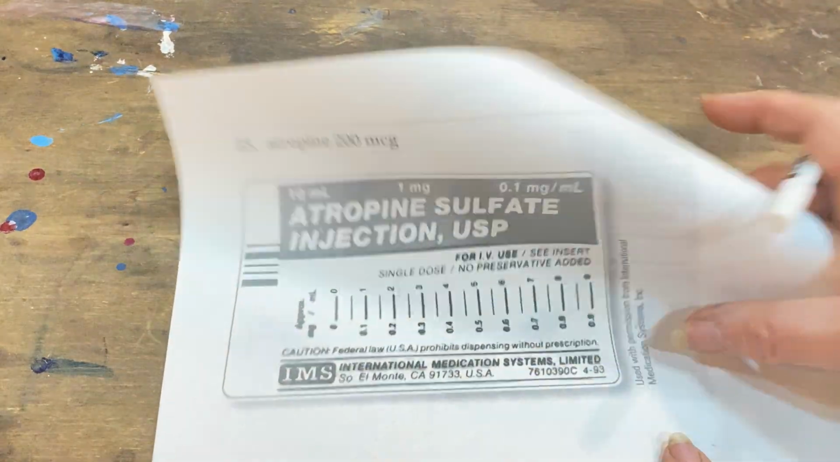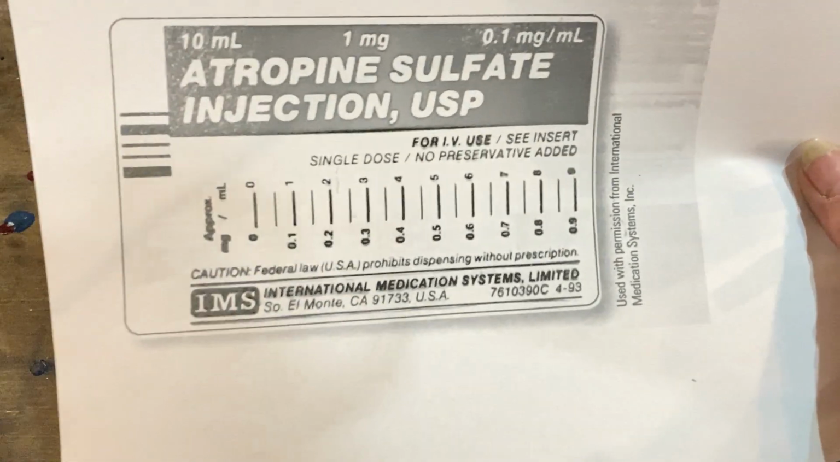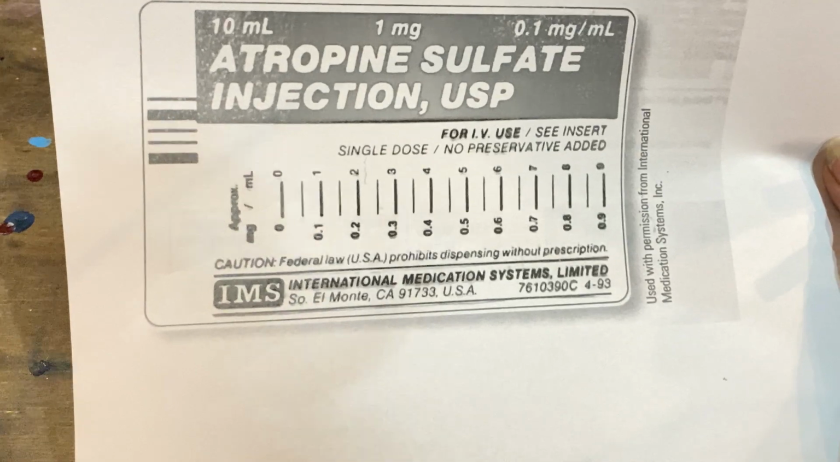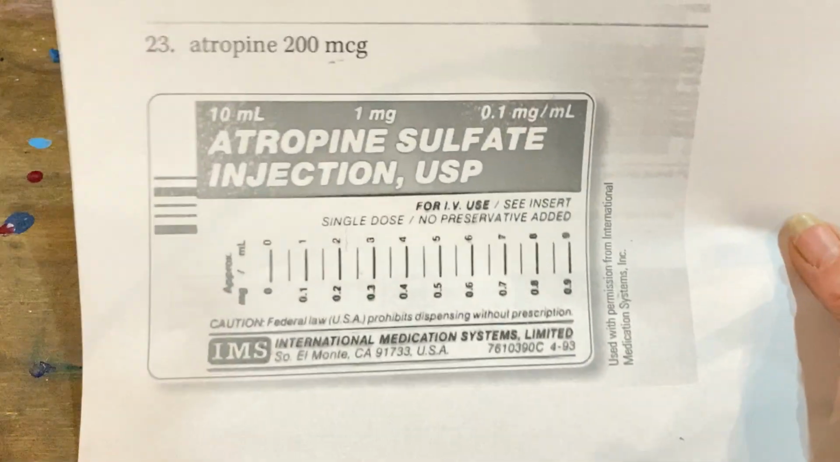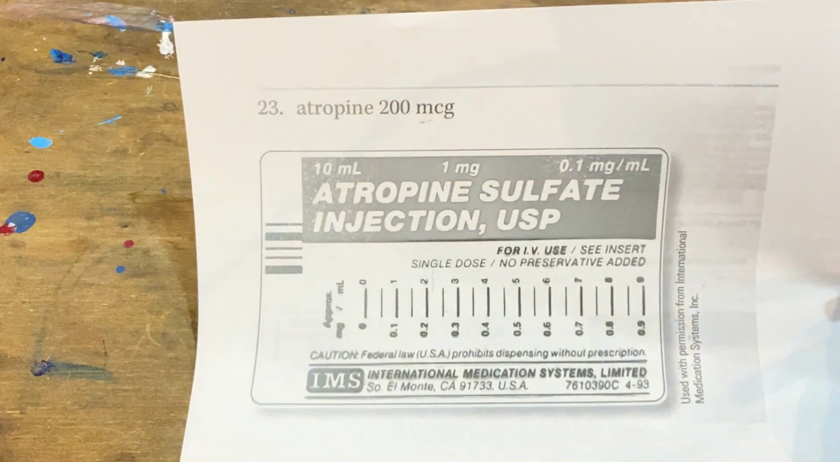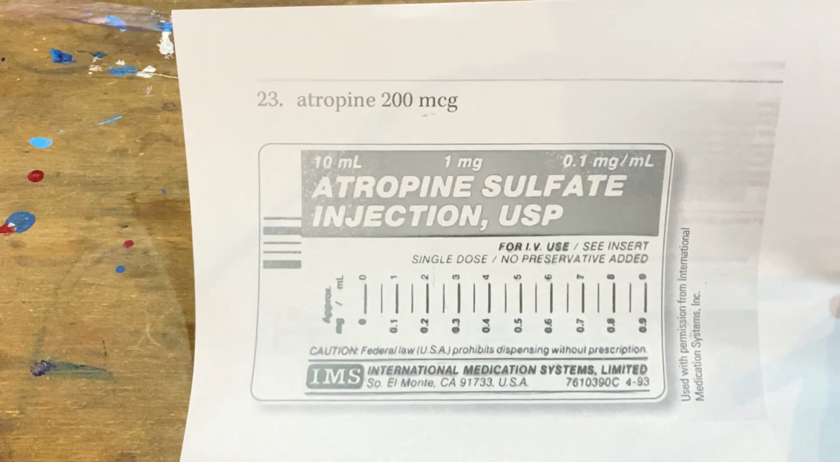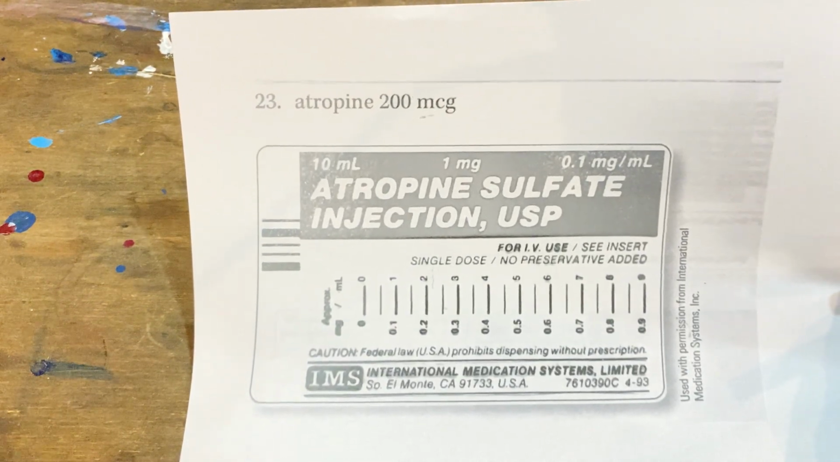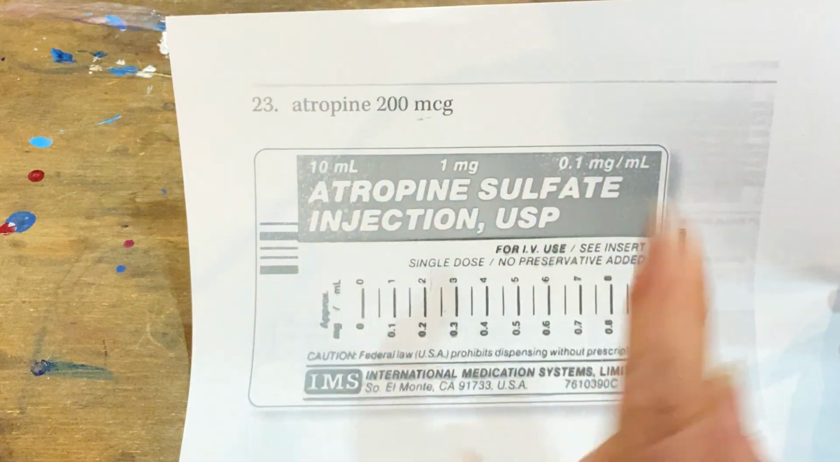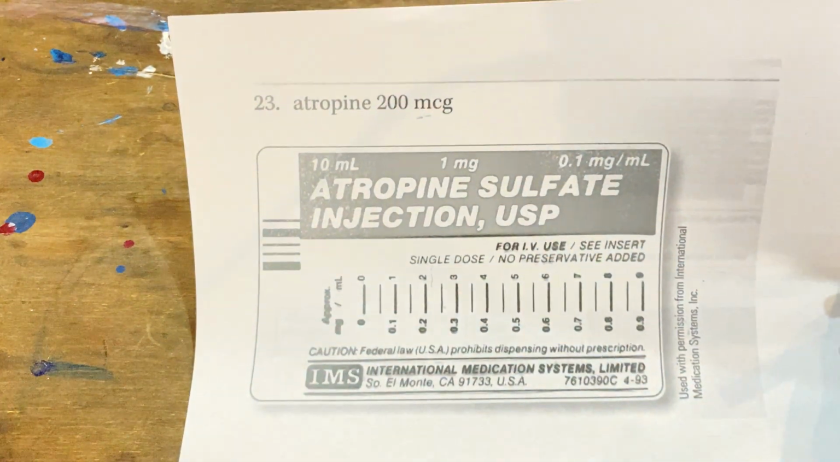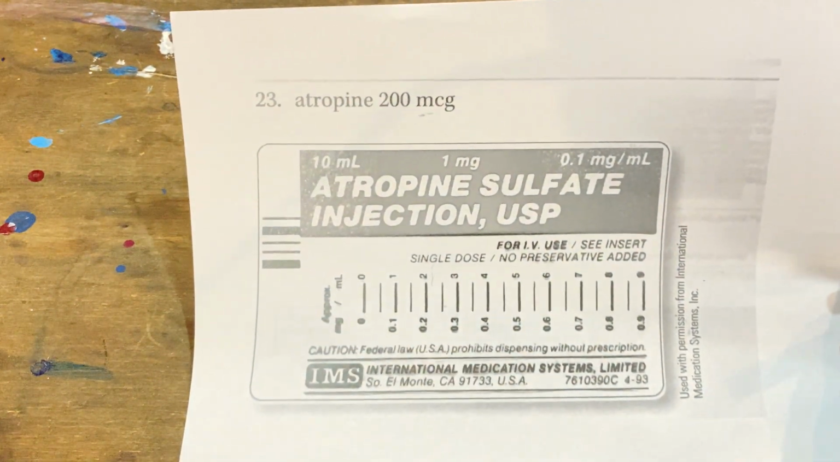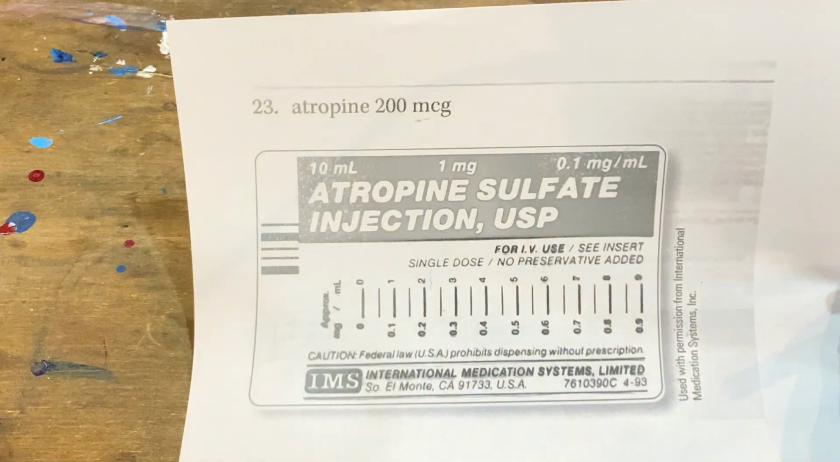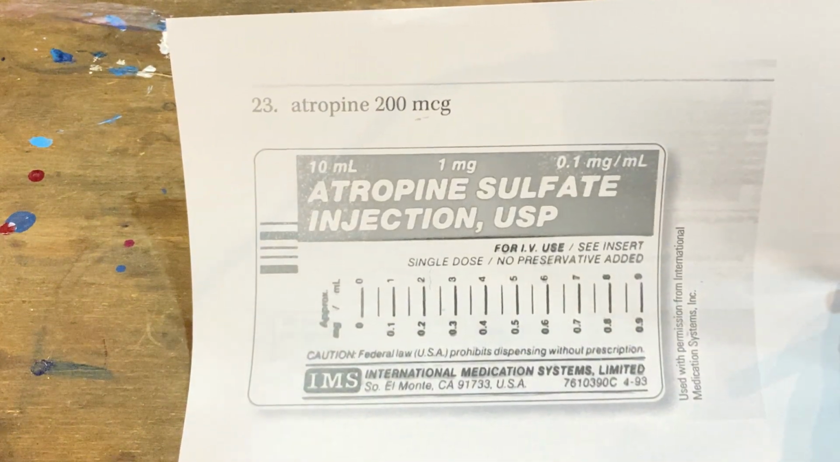Here's another one. Okay. So it is for atropine, 200. Oh, I'm sorry. Look at here. Let's start again. Atropine, 200 micrograms. I want your butt to pucker when you see micrograms, because you're probably going to have some kind of conversion you're going to have to do.